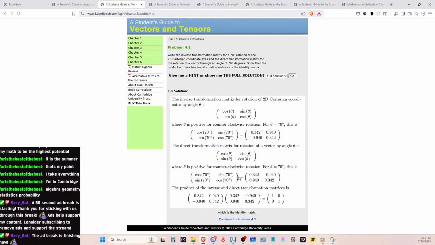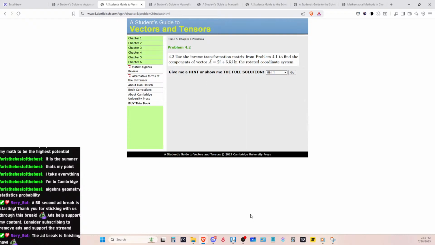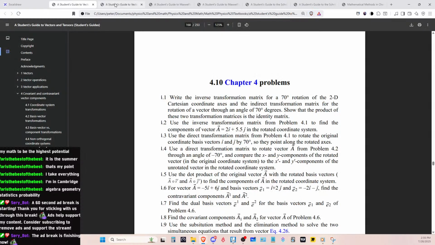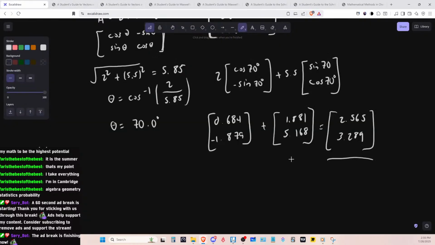Okay, so problem 4.2. Let's take a look. No, we didn't do it right. So what do they do here? Okay, they did multiply this. Oh, okay, this is the way you're supposed to do it. Okay, yeah, that's the way you're supposed to do it. Well, that's something I learned.